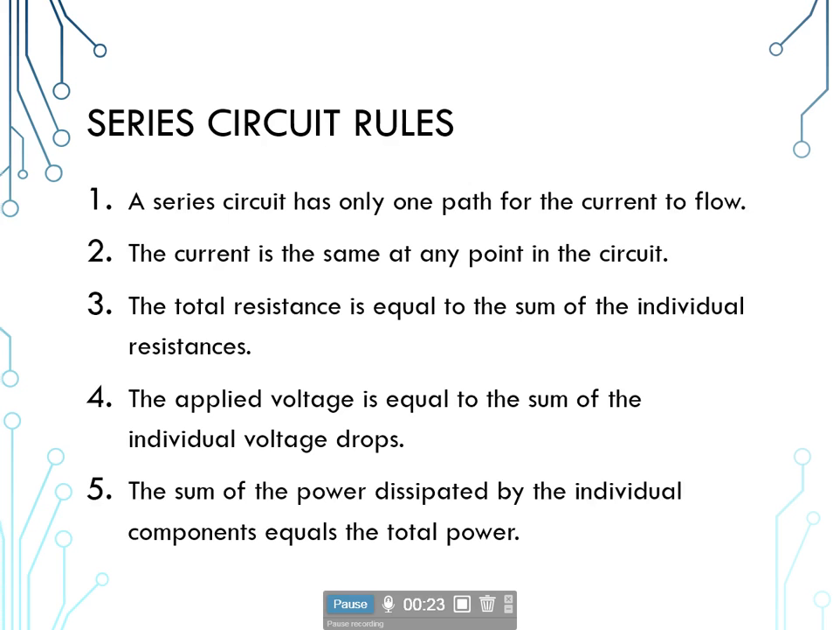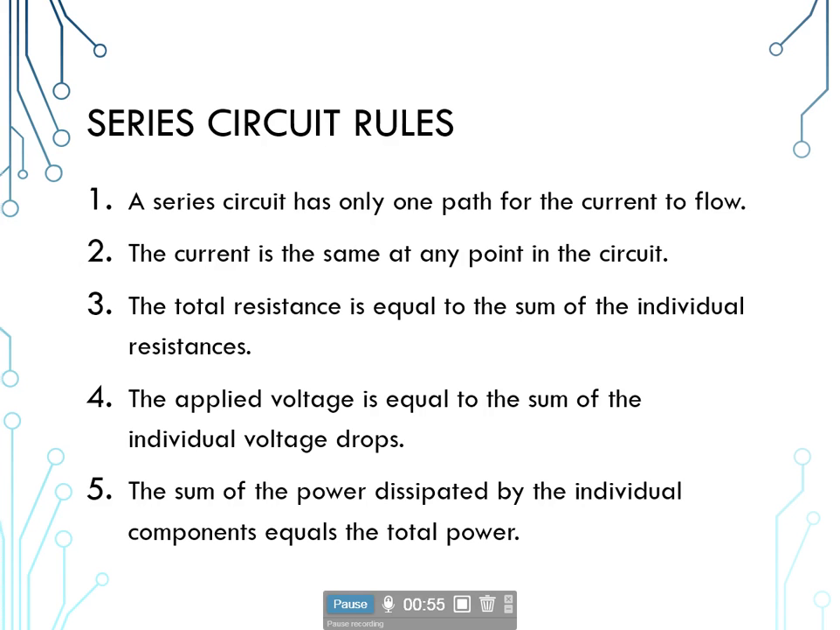Even if we have a defective component in the circuit, the rules are still going to apply. The difference is we'll have changed values to the other components in the circuit. Rule 5 down there, the power rule: the sum of the power dissipated by individual components equals the total power. That applies to all circuits, not just series circuits, so it'll apply to a parallel circuit and also to a series parallel circuit, which we'll discuss in later parts of this tutorial.